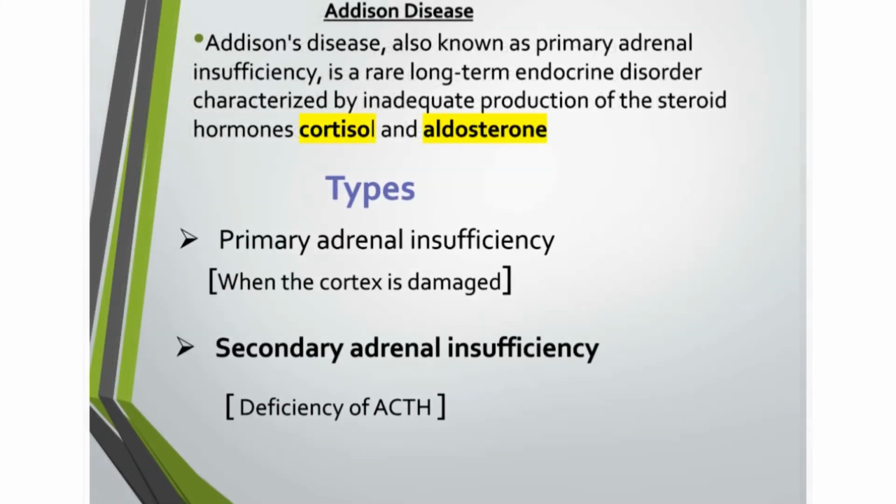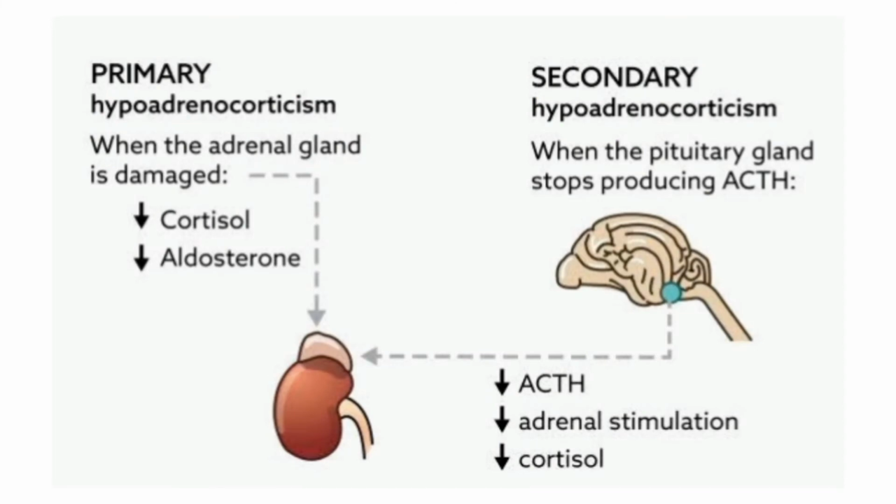As explained earlier, Addison's is a condition in which the body is unable to produce sufficient amounts of the hormones aldosterone and cortisol, resulting in adrenocortical deficiency. There are two types of these deficiencies, primary adrenal insufficiency and secondary adrenal insufficiency. The primary adrenal insufficiency is the one in which the adrenal cortex itself is involved.